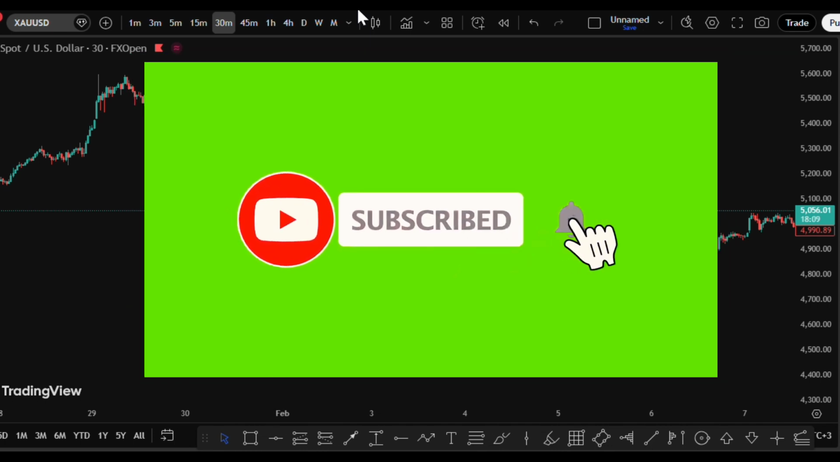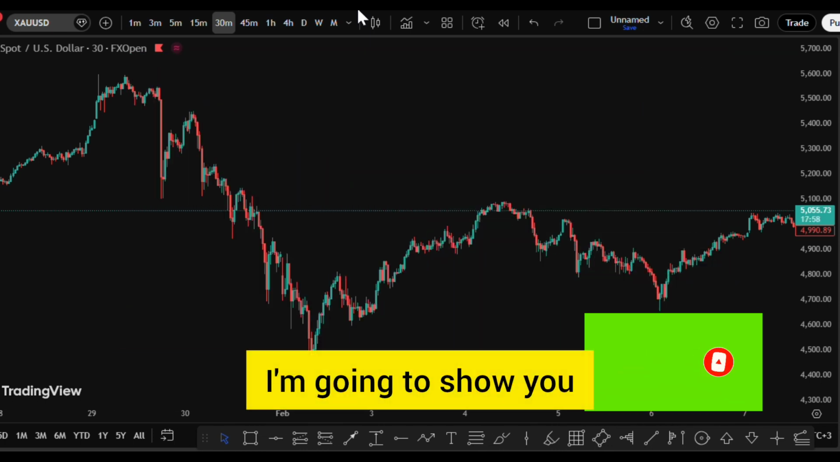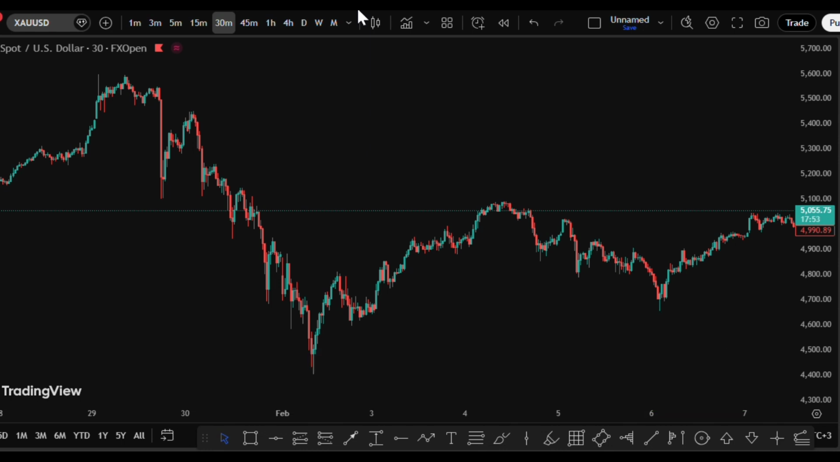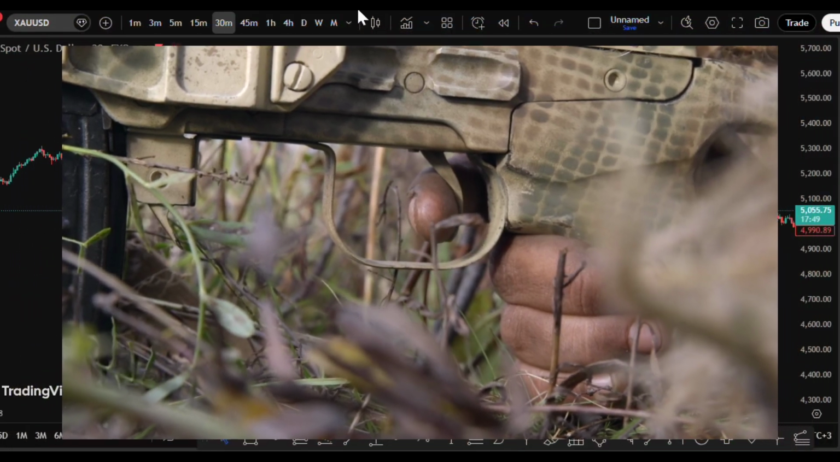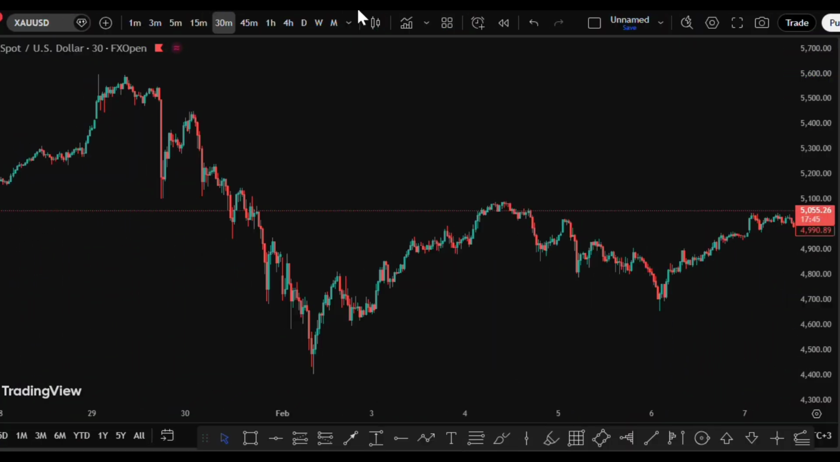And today I'm going to do something special. I'm going to show you how I enter my trades on XAU USD Gold using my sniper entry strategy. This is my own and I have not copied it from somebody else. So let us now focus on this sniper entry, which focuses on liquidity on gold.